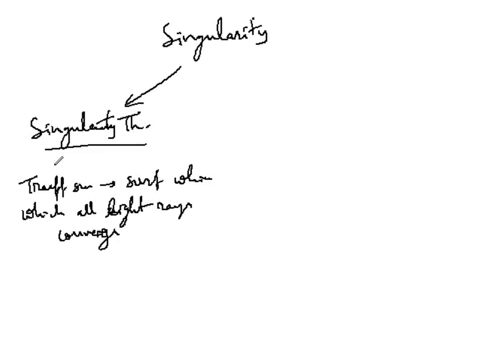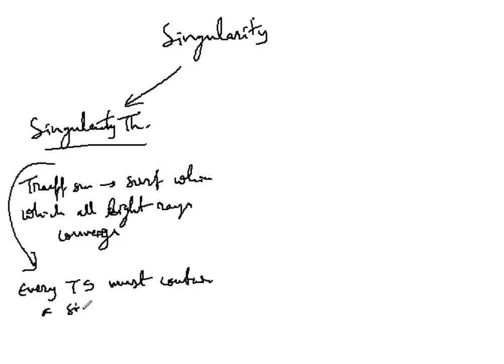Now this singularity theorem tells us that every trapped surface must contain a singularity, and this was proved by Roger Penrose. Okay, so this means that every black hole must also contain a singularity, since light rays will not escape from it.